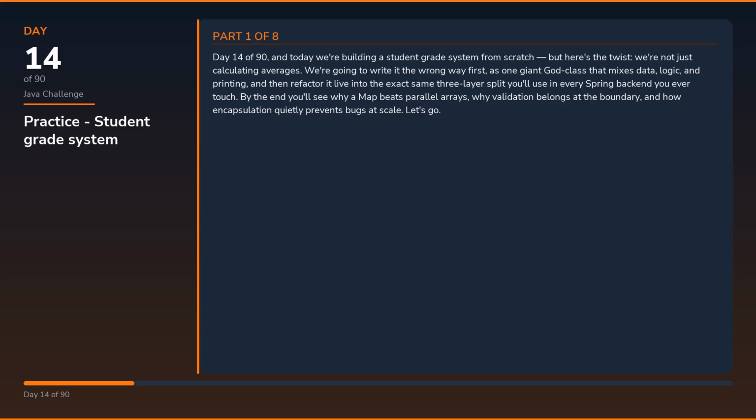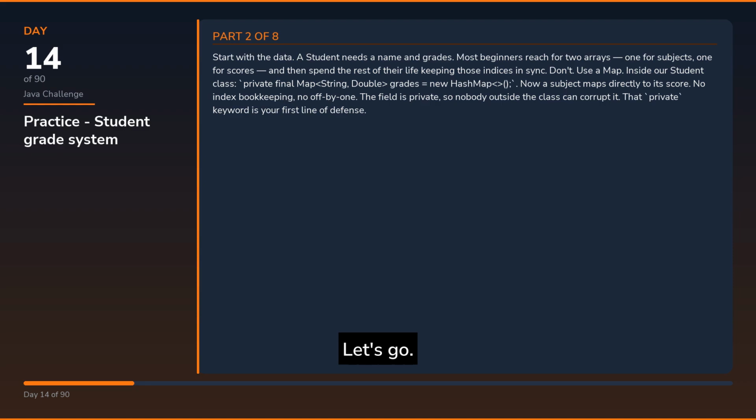Let's go. Start with the data. A student needs a name and grades. Most beginners reach for 2 arrays, one for subjects, one for scores, and then spend the rest of their life keeping those indices in sync. Don't. Use a map. Inside our Student class, private final Map<String, Double> grades = new HashMap<>(). Now a subject maps directly to its score. No index bookkeeping, no off-by-1.